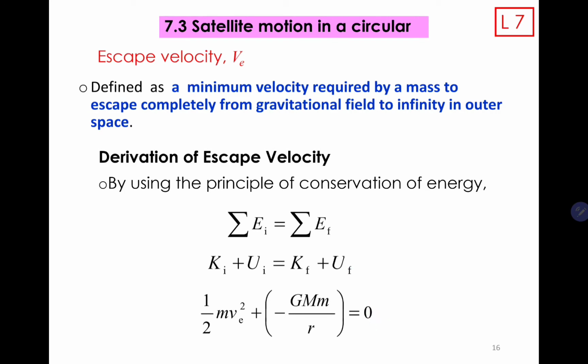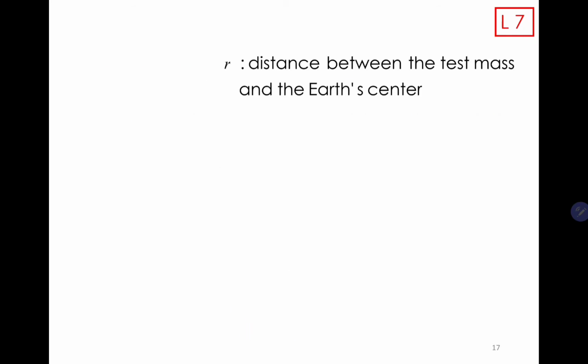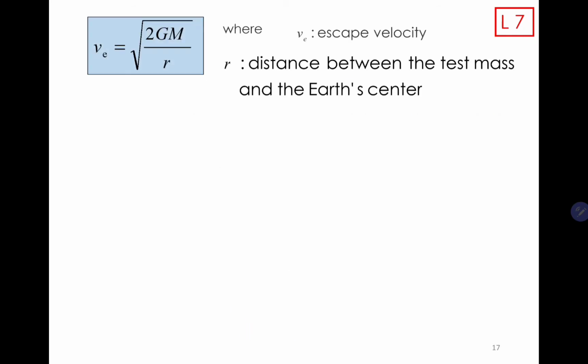Based on that, by rearranging the equations, you will get the escape velocity equals the square root of 2GM over r. Again, what is G? Just a universal constant. M is the mass of the planet, and r is the separation between the object and the center of the planet. So VE is our escape velocity.